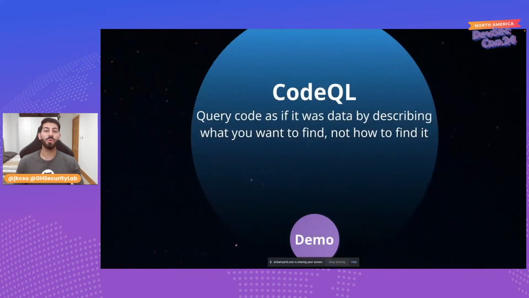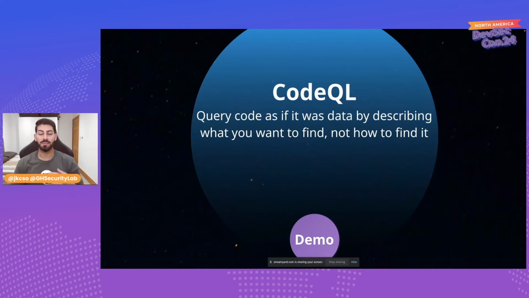CodeQL is a new language that stands for Code Query Language that is able to query code as if it was data, meaning that with CodeQL, you describe what you want to find and not how to find it. It's more like, give me all the people in this room, and from all these people in this room, I want to have that one with the gray GitHub shirt, who is the intruder, the person who is going to attack us.